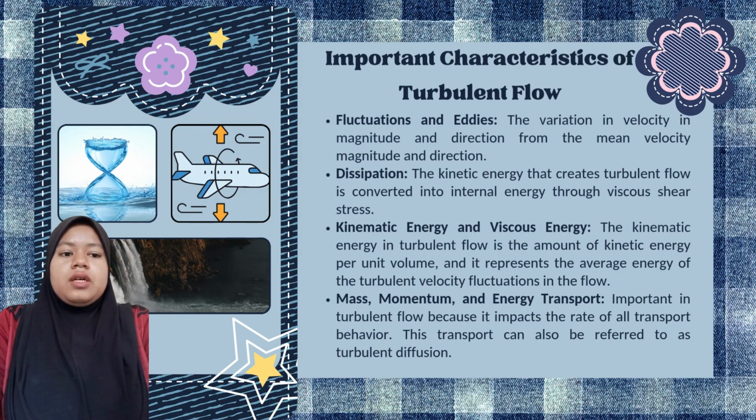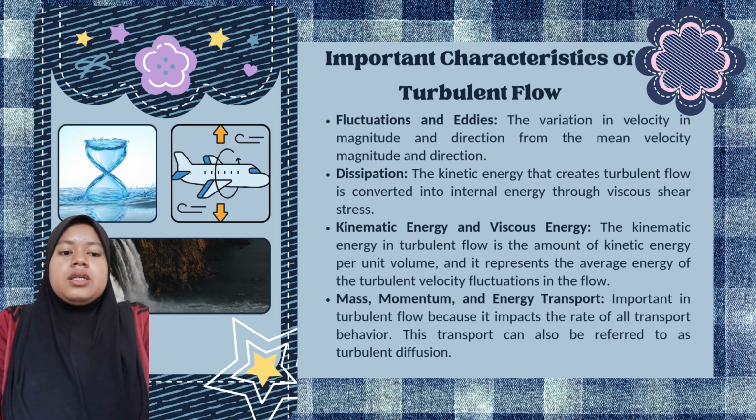So these are the important characteristics of turbulent flow. The first one is fluctuation and eddies. An important measure of turbulent flow is fluctuation, which is the variation in velocity, in magnitude and direction, from the mean velocity magnitude and direction. When fluctuations exhibit a swirling, circular motion, they are called eddies. This variation in flow drives the velocity, vector pressure, and temperature of the fluid, as well as the kinetic energy and mixing in chemical reaction and the shear loss on structure.